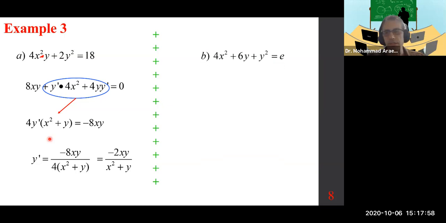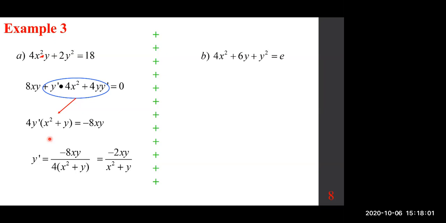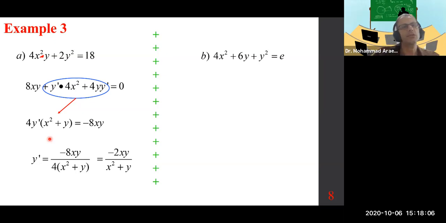Professor? Yes, go ahead, please. Could you please explain how you went from the first step to the second step? I'm a little bit confused. All right, let's do it again. So let's look at this part. 4x squared times y. What is the derivative of 4x squared? This is a product rule, okay? The derivative of 4x squared is 8x times y. What is the derivative of y? dy dx or y prime times 4x squared.